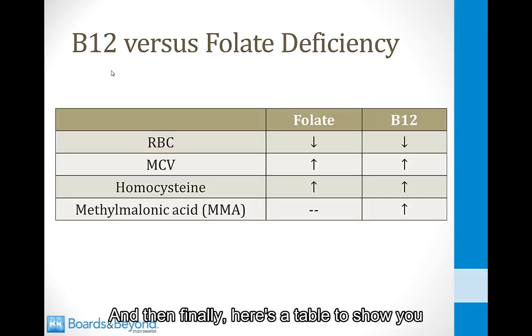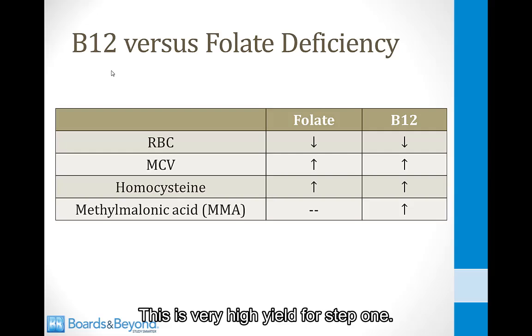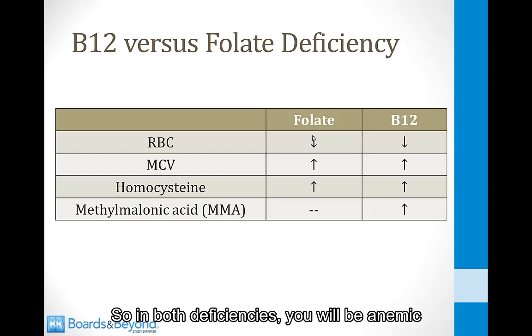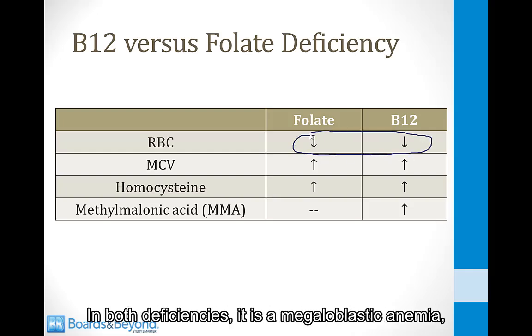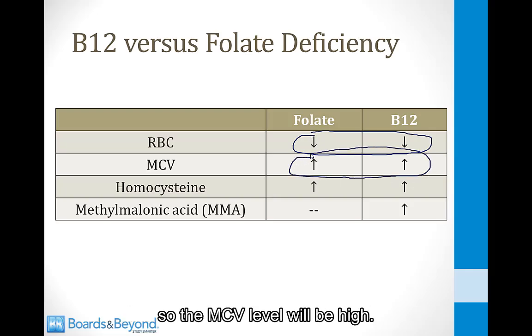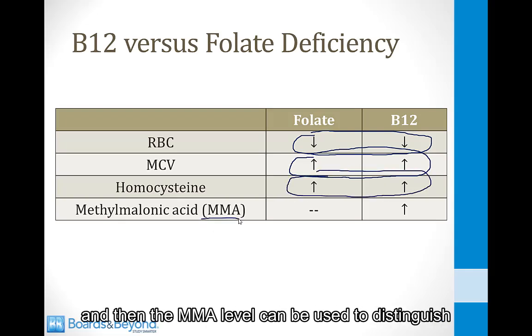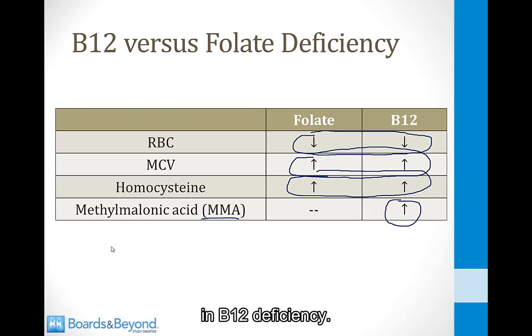And then finally, here's a table to show you the differences between B12 and folate deficiency. This is very high yield for Step 1. They love to ask you to distinguish between the two vitamin deficiencies using homocysteine levels and methylmalonic acid. In both deficiencies, you will be anemic and you will see a low red cell count. In both deficiencies, it is a megaloblastic anemia, so the MCV level will be high. The homocysteine level is elevated in both disorders, and then the MMA level can be used to distinguish between the two because it is only elevated in B12 deficiency.